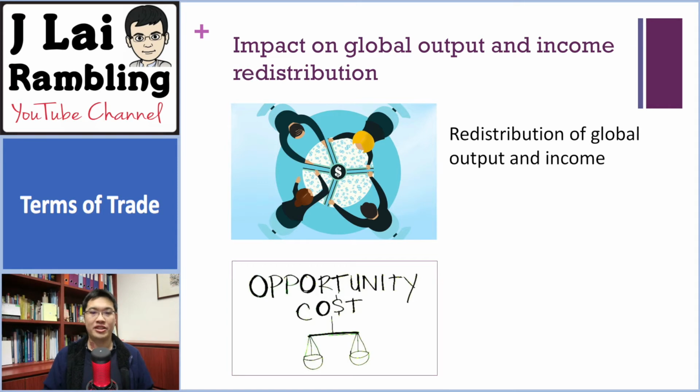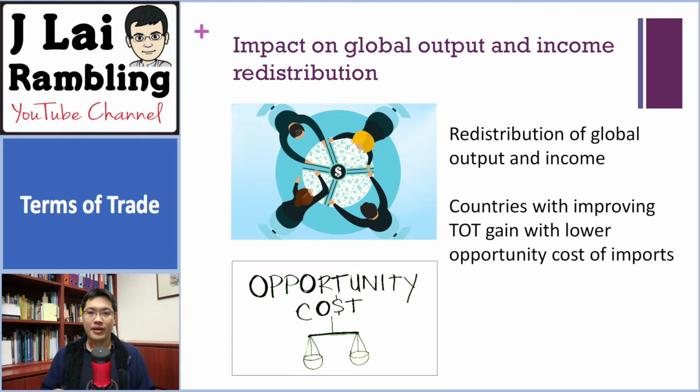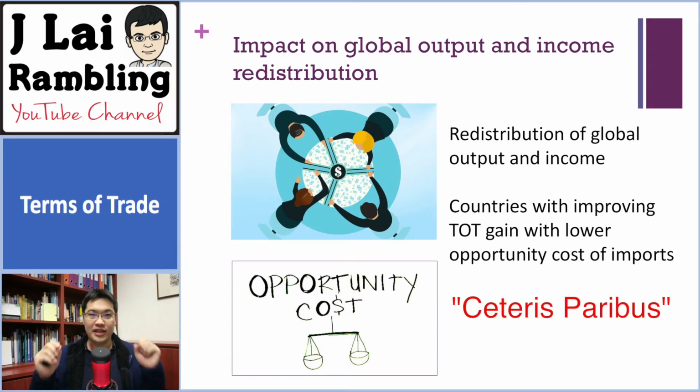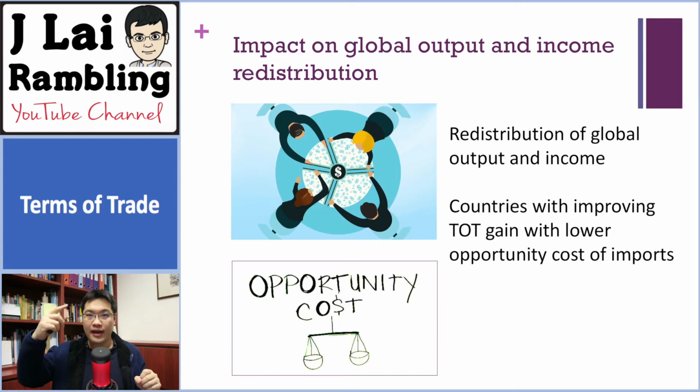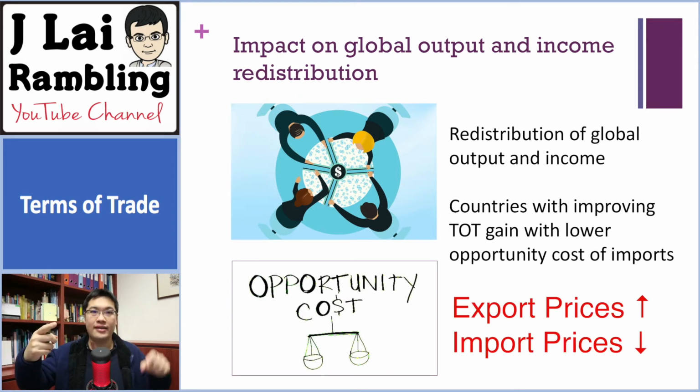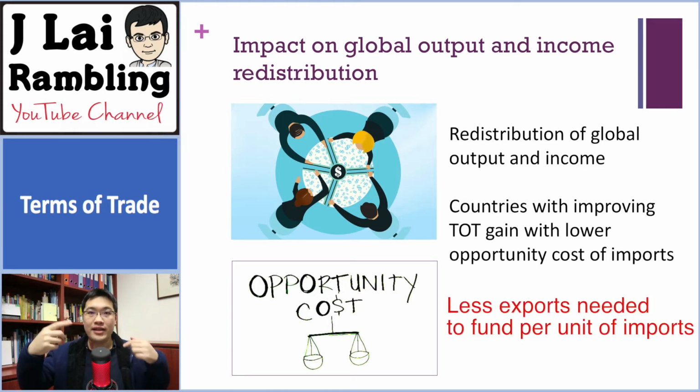First of all, as the name suggests, global output and income will be redistributed. But why? Countries with improving terms of trade will gain with lower opportunity cost of imports. What this means, and everything I'm saying here is ceteris paribus, everything else constant, is that with the increase in the price of exports and a decrease in the price of imports, right? They are more readily able to finance those imports because exports, which is the stuff that they are selling, is more expensive, assuming that quantities are staying constant.